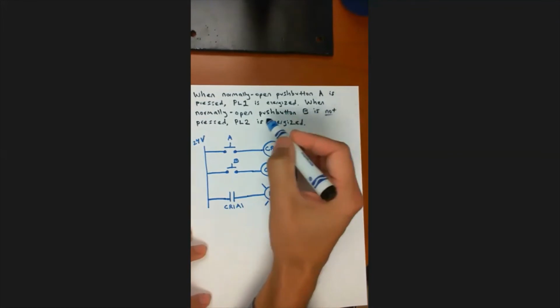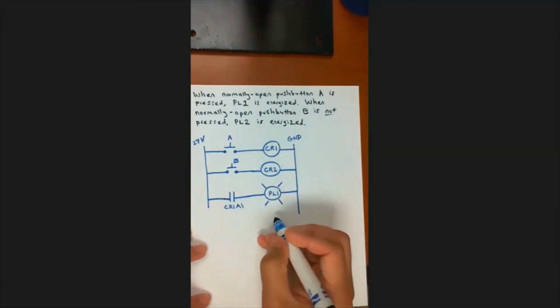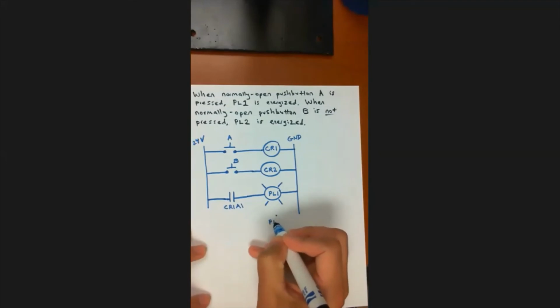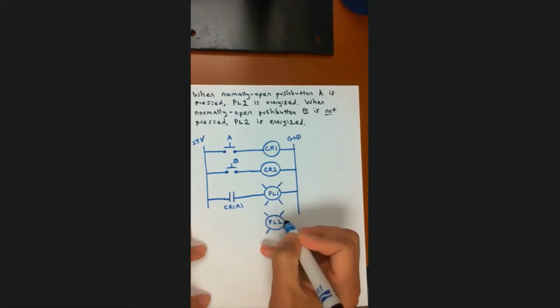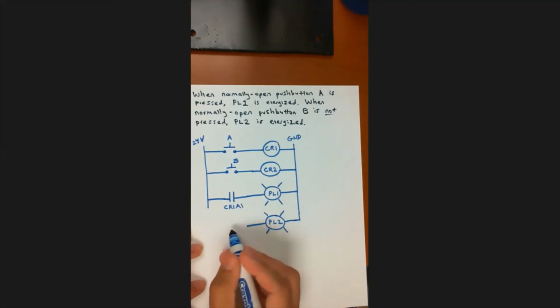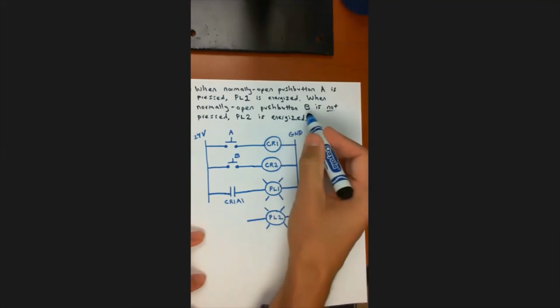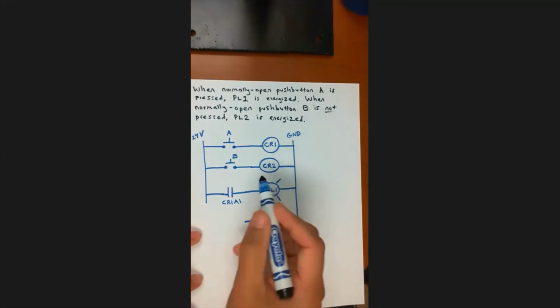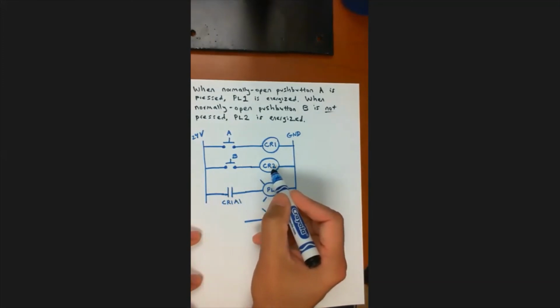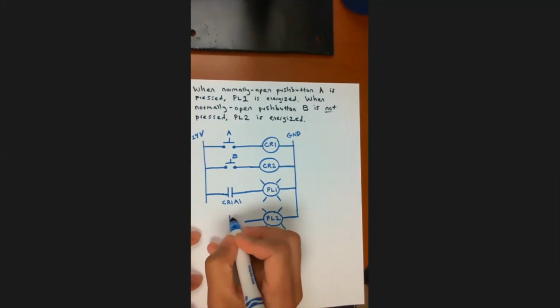The second part is when normally open push button B is not pressed, PL2 is energized. All right, here's PL2. And what logic inputs here do I want to control PL2? Well, I want PL2 to be energized when push button B is not pressed. When B is not pressed, the coil of CR2 is not energized, and so I want continuity through it, so I need this to be a normally closed contact.